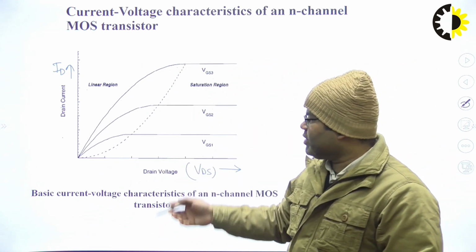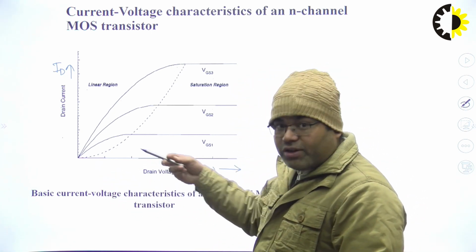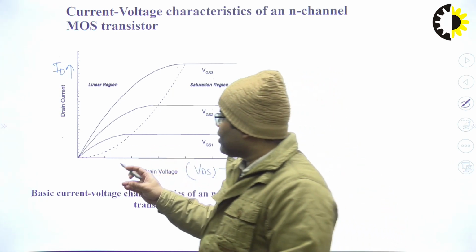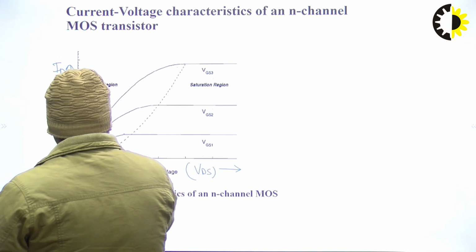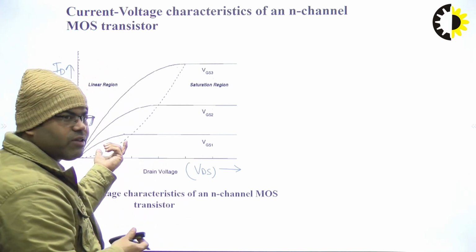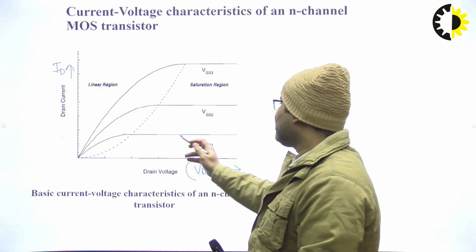So now we can see that initially with positive VDS, as we have VDS greater than 0, initially current increases. Up to this point, we have linear variation of current with VDS. Beyond this point there is saturation.